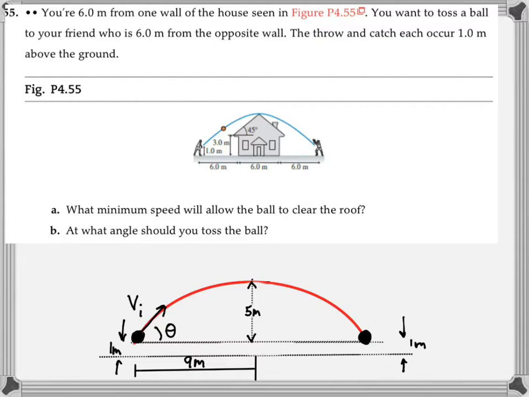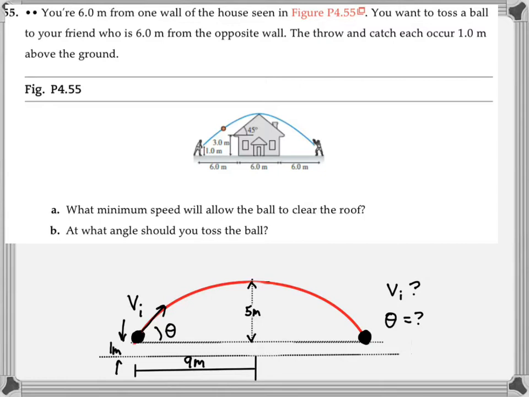So we have a parabola whose highest point is 5 meters above the ground, and that occurs 9 meters from the launch point. This information should be enough to allow us to calculate the two things that we're looking for in this problem. The first one is, what's the speed of the ball? It says the minimum speed, so the minimum speed will be the speed of the trajectory that just touches the top of the roof.